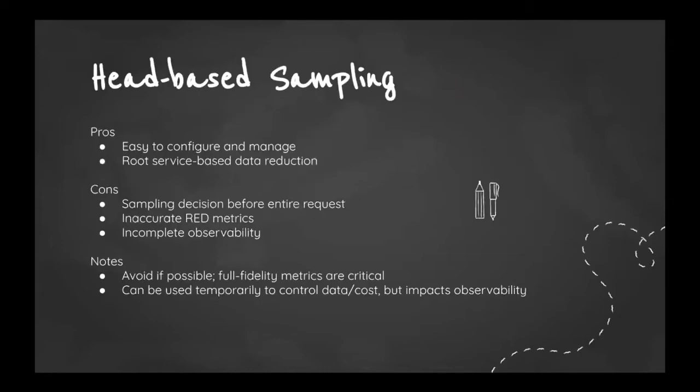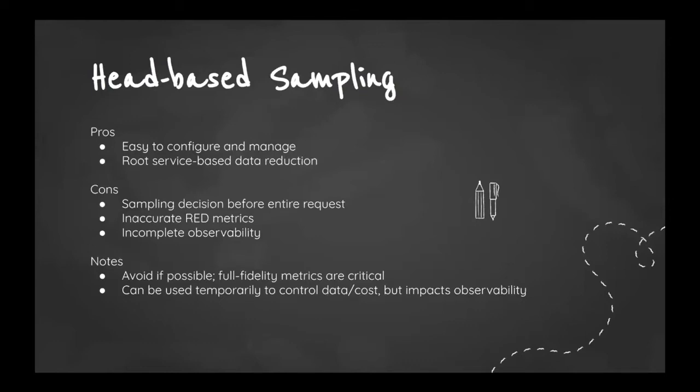So let's start with head-based sampling again. Some of the pros of this approach are it's very easy to configure and manage. In addition, it's great at reducing the amount of data that's being sent, which is one of the reasons why you do sampling anyway. That happens at the root service level. That's where you make the sampling decision.